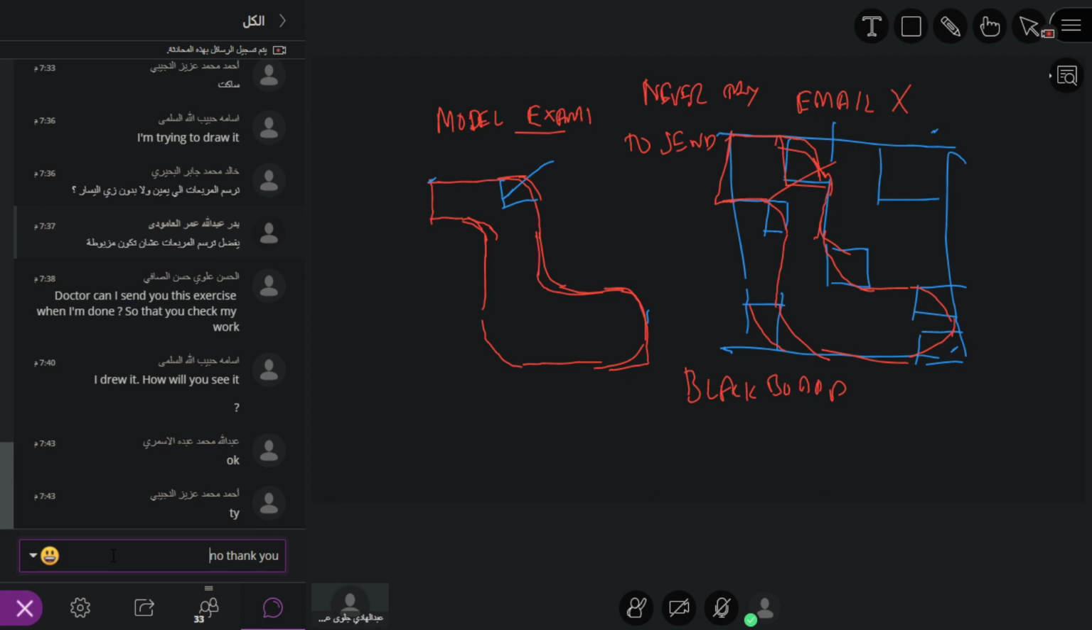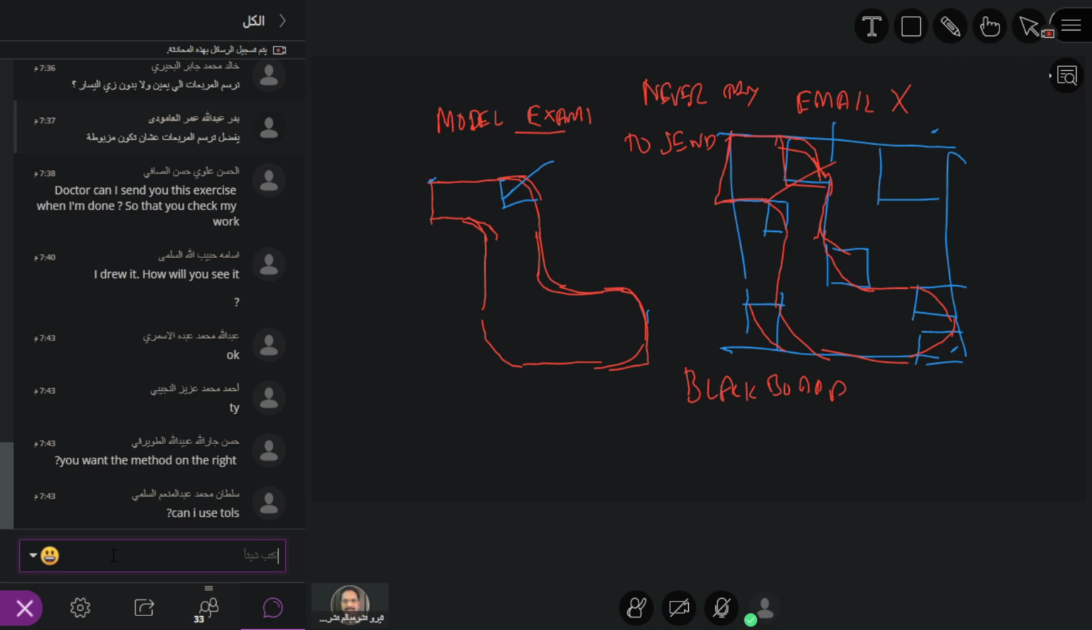Just bring a pencil and maybe a small scale, because to make this rectangle, this square, we need a scale. Actually, you don't need to. You don't need to use the scale also. If you do it freehand, that will be much better. Okay, you don't use any tools. Just use your freehand. Okay, okay.